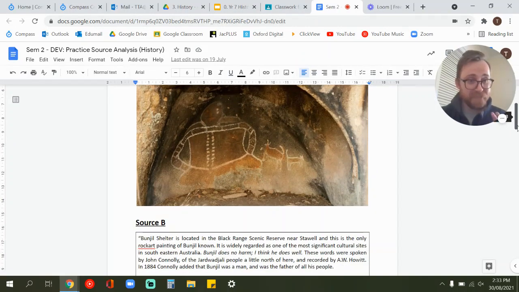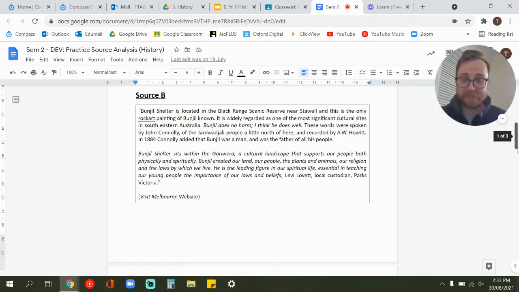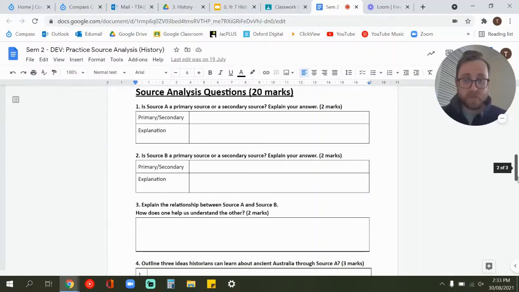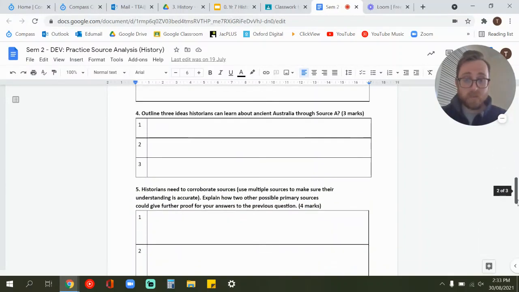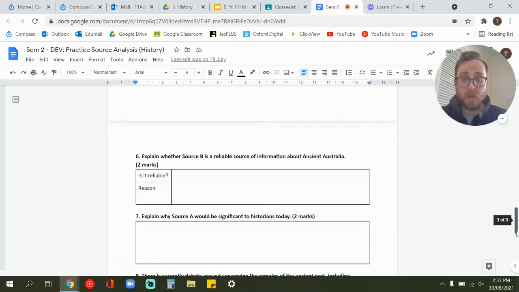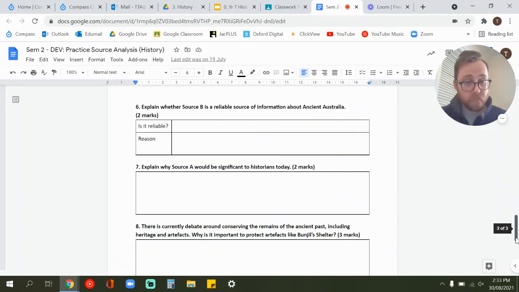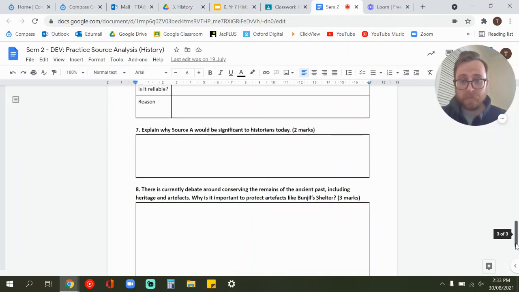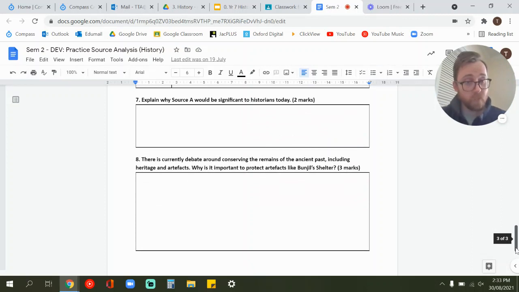So you've got a primary source, a secondary source, a visual and a text source. You've got some questions about the source itself. You've got questions demonstrating your understanding of that particular period of history. So about ancient Australia, what can you tell me? Questions about historical accuracy and reliability. Questions about the significance, the importance of this.